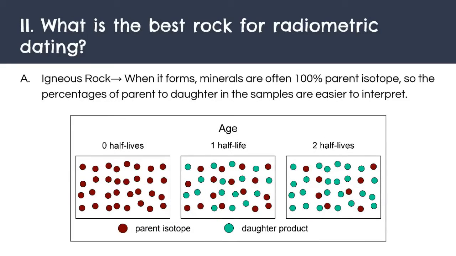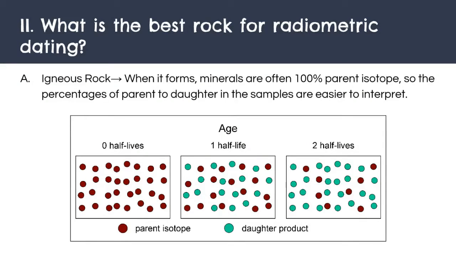We can only do this with igneous rock. So what type of rock is best for radiometric dating? Usually we're going to be doing this with igneous rock. We can also do this with some past living organisms if they have carbon in them. But if I'm trying to date a type of rock, igneous rock is best.